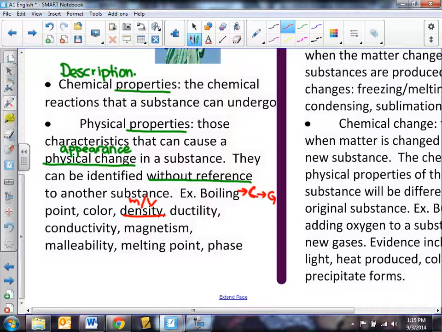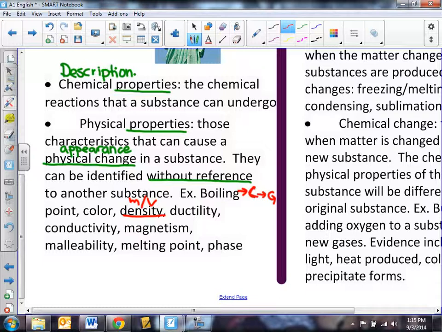Now the next two, ductility and conductivity, people mix up. And I would like to know, does anybody know what the difference between ductility and conductivity is? So if I said copper conducts, what does that mean? Does anyone know what that means? We use it in wire, yeah. It means electricity can pass through it.